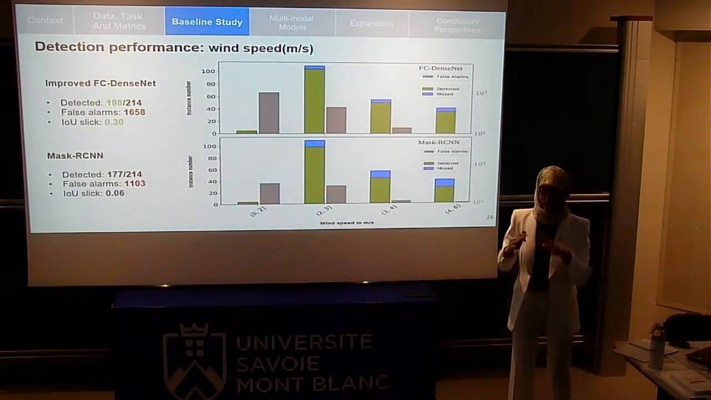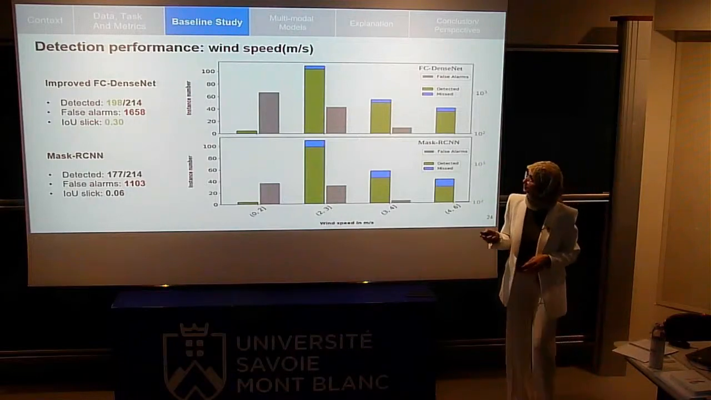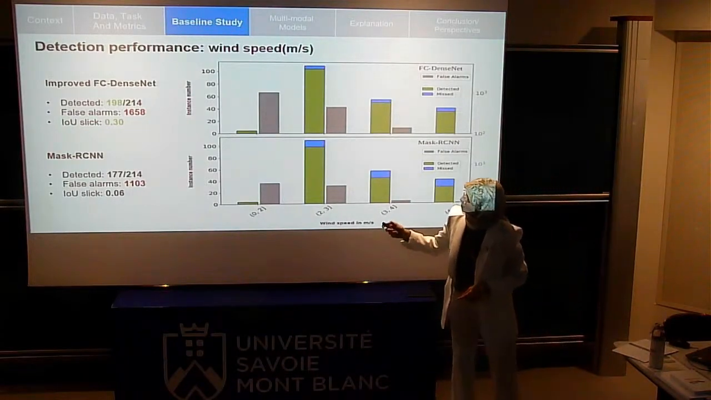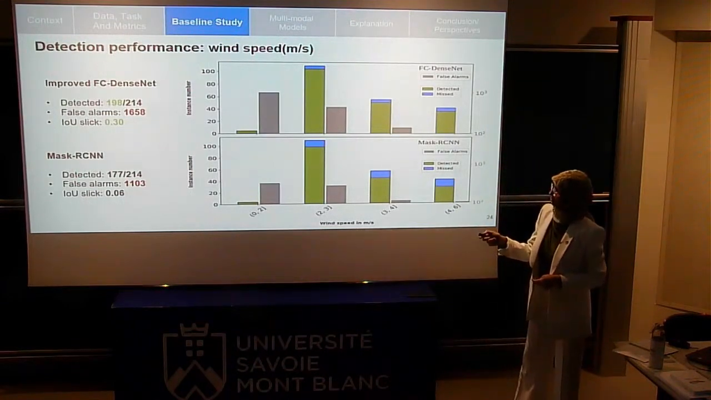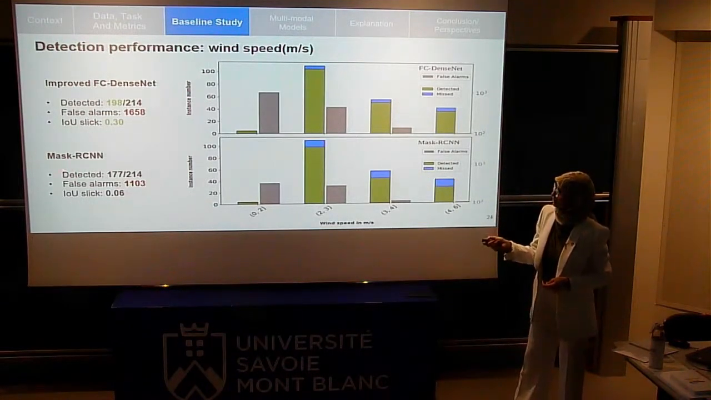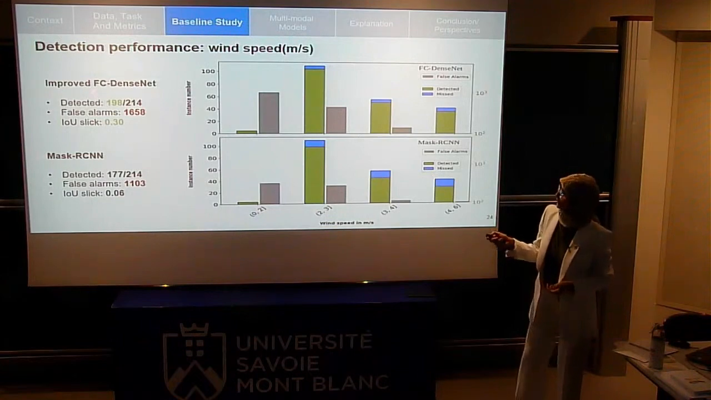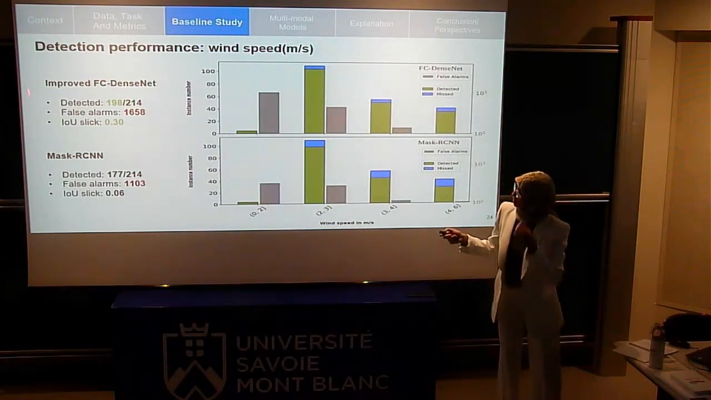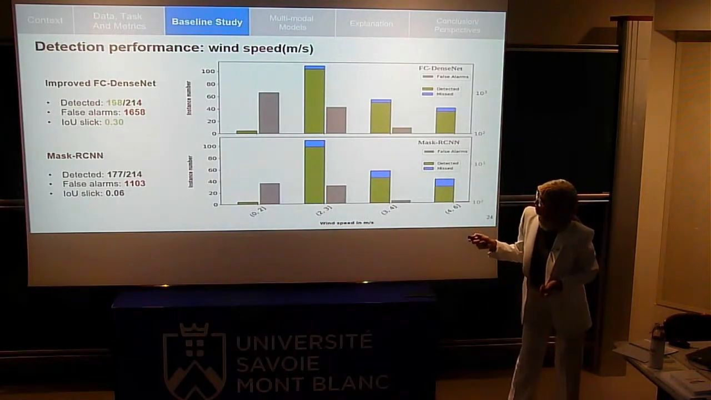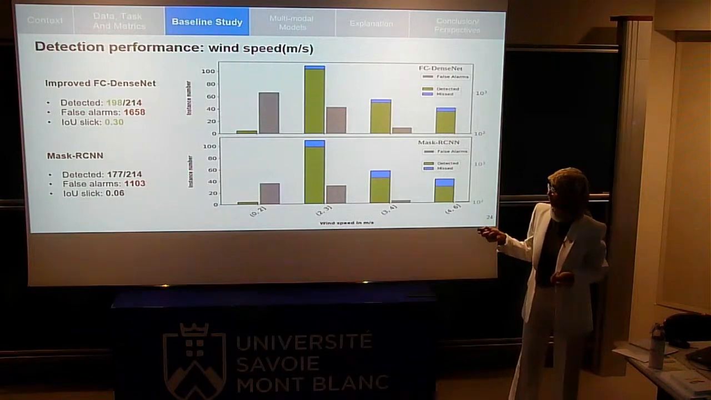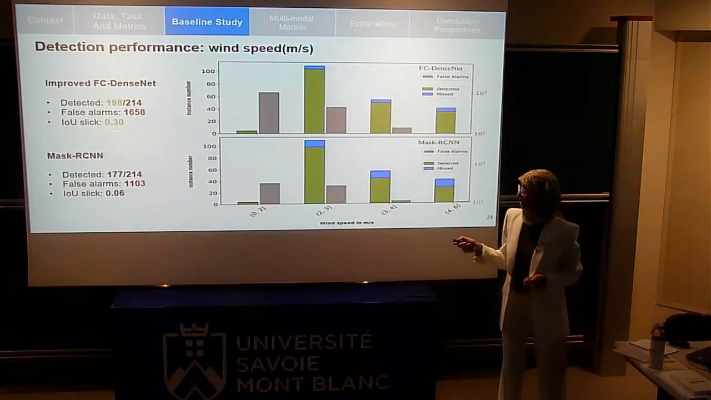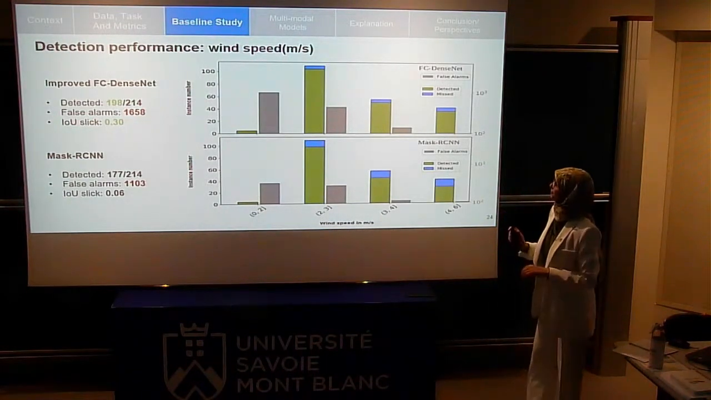I'm going to present the comparison of these two approaches. Let's start with the standard metrics. Here on the top, we have FCDenseNet results. On the bottom, we have Mask R-CNN. If we see the detection rate of both, we can see clearly that FCDenseNet detects much more than Mask R-CNN. Both approaches have false alarms, and FCDenseNet has a better IOU of slicks.